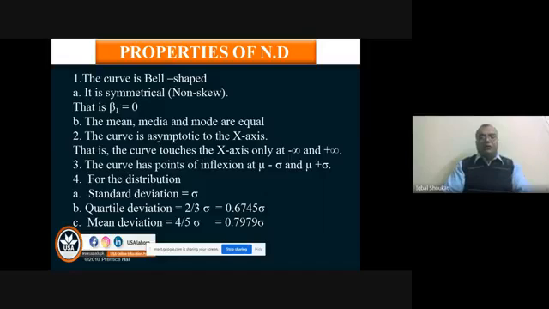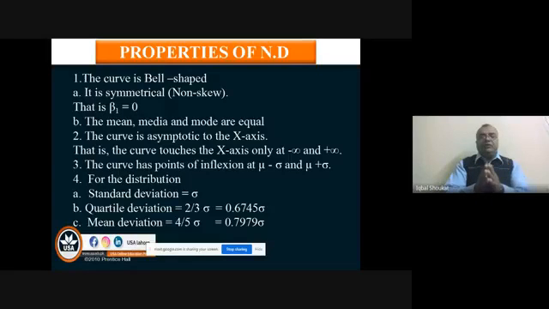Then the curve is asymptotic to the x-axis. It means that the curve approaches the x-axis on both tails, toward minus infinity and positive infinity. So we can say that the range of the distribution is from minus infinity to positive infinity. The values can be in points, hundreds, thousands, lakhs, millions, billions, trillions, whatever they may be. For large distributions, we apply the normal curve or the normal distribution.